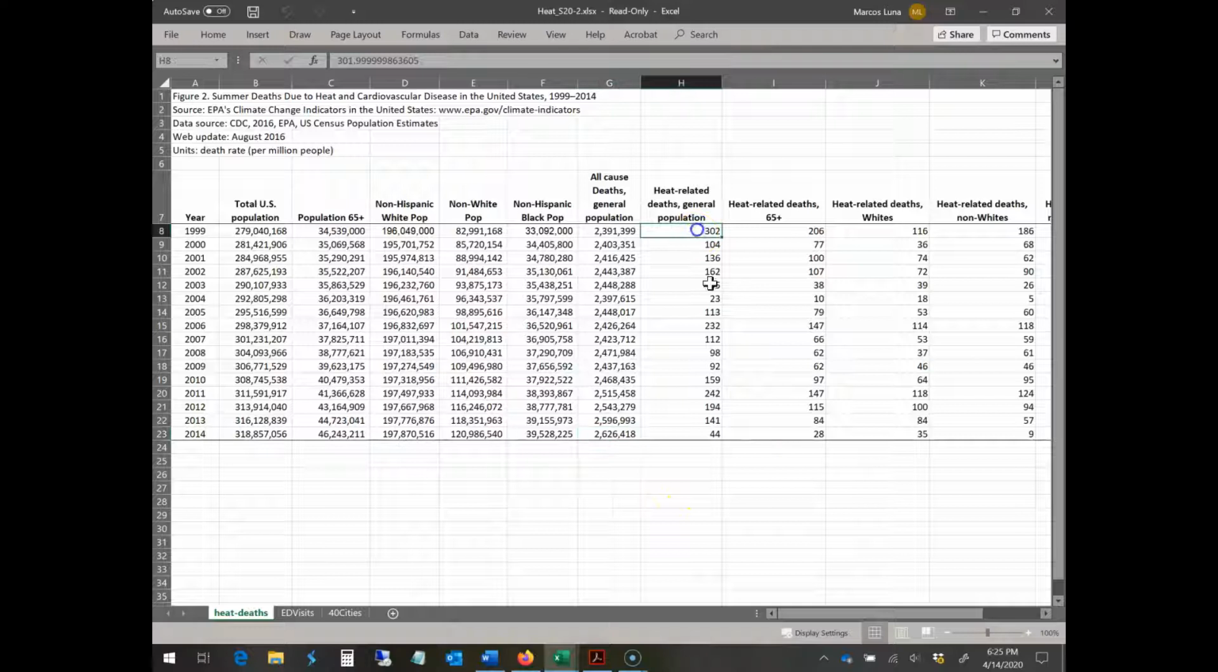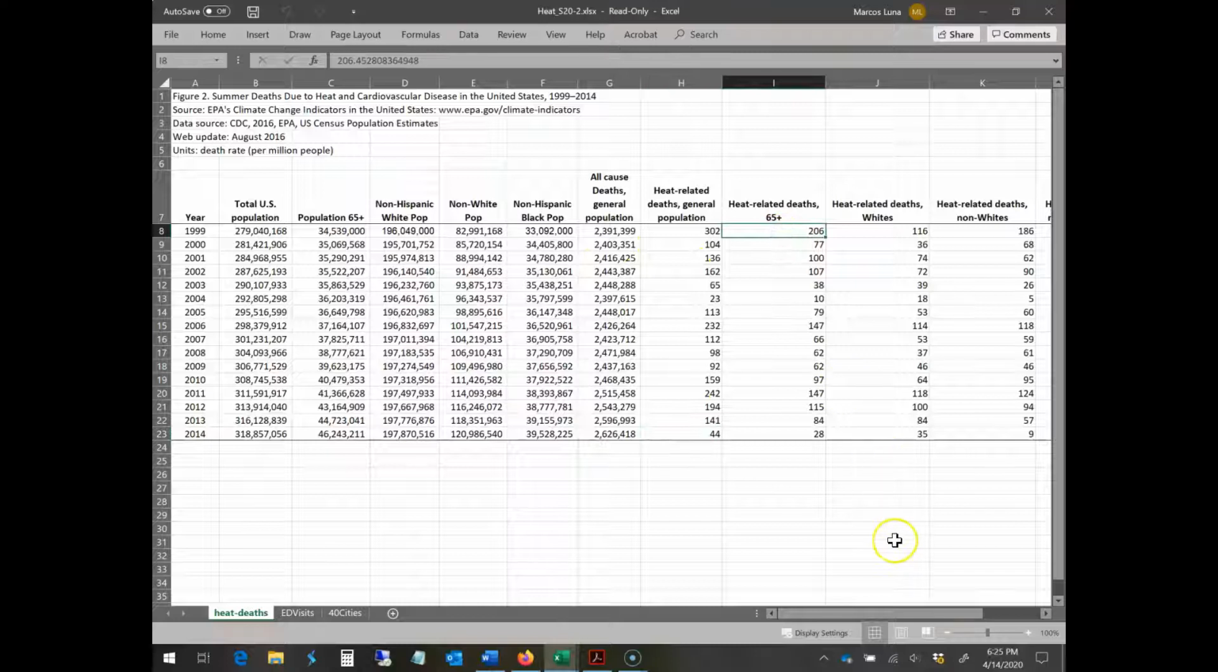We also have the cause-specific deaths, right? So in this case, the number of people that year who died from heat. In 1999, that was 302 people, and it fluctuated a bit and was relatively low in 2014 with only 44 people. So as a cause of death, it is a very small proportion of all deaths, the ones caused by heat, but nevertheless, that's what we're looking at.